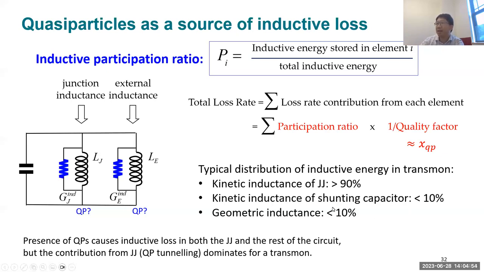So this means that really the part that dominates here is the quality, the purity of your superconductor near the JJ. If you have quasi-particles in your circuit, that's going to cause inductive loss in both the JJ and the rest of the circuit with similar XQP. Therefore, the contribution from quasi-particle tunneling across the JJ would typically be the dominant component of inductive loss for a transmon.